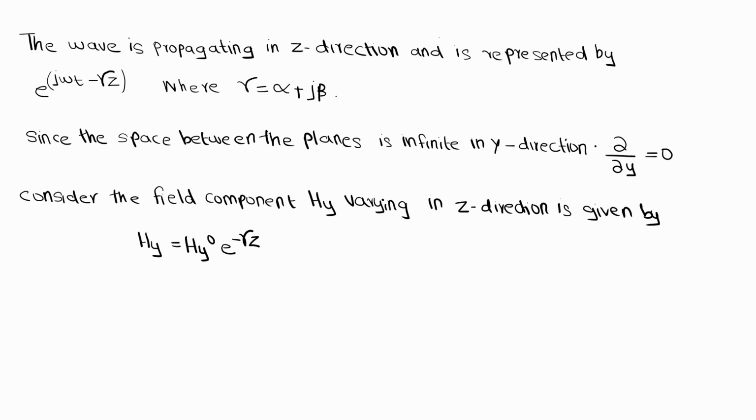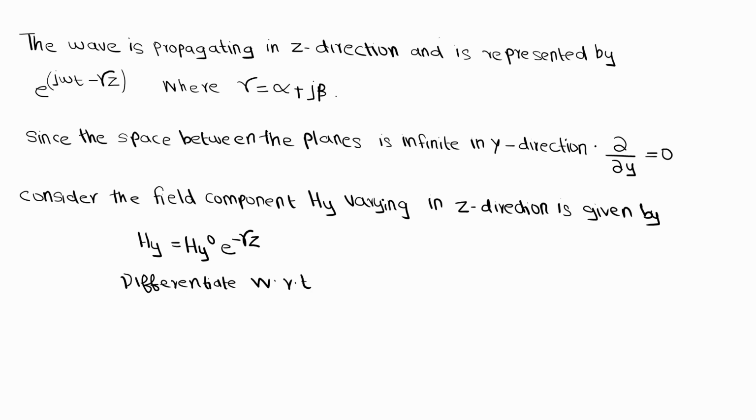Since the space between the planes is infinite in the y direction, the derivative of all the y components will be 0, because y is constant or uniform. So considering the field component Hy, which is varying in the z direction, it is given by Hy equal to Hy naught into e to the power minus gamma z.